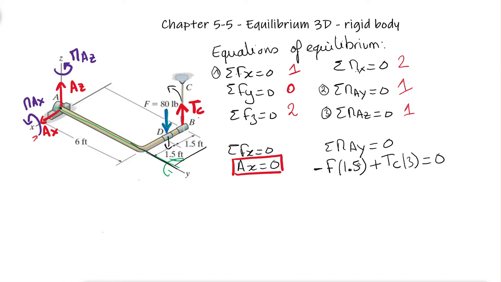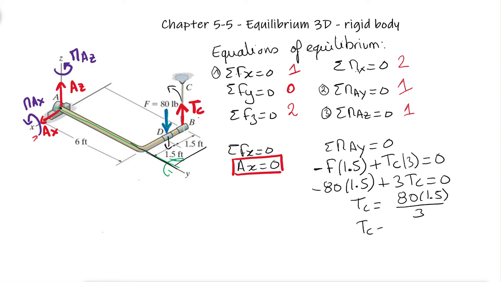So we have minus 80 times 1.5 plus 3 times TC is equal to 0. So TC is equal to 80 times 1.5 divided by 3. So TC is equal to 40 pounds. So we found TC.